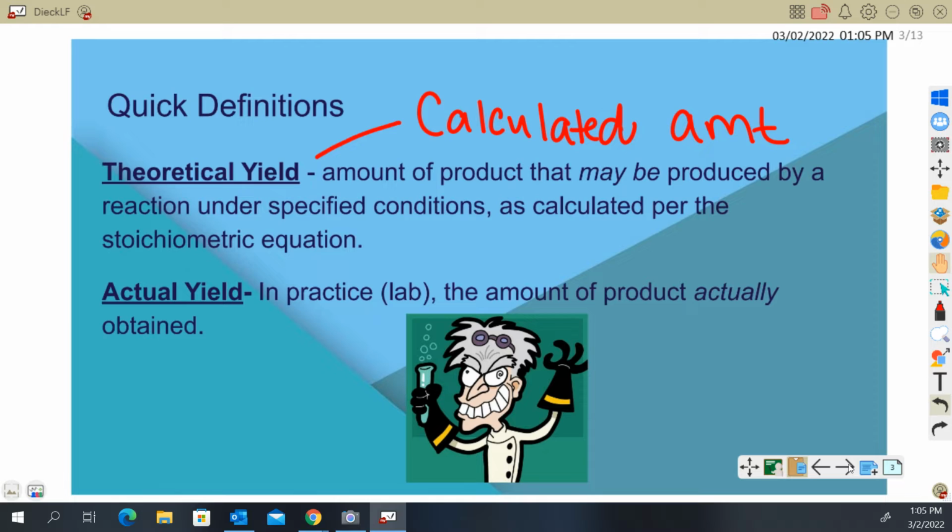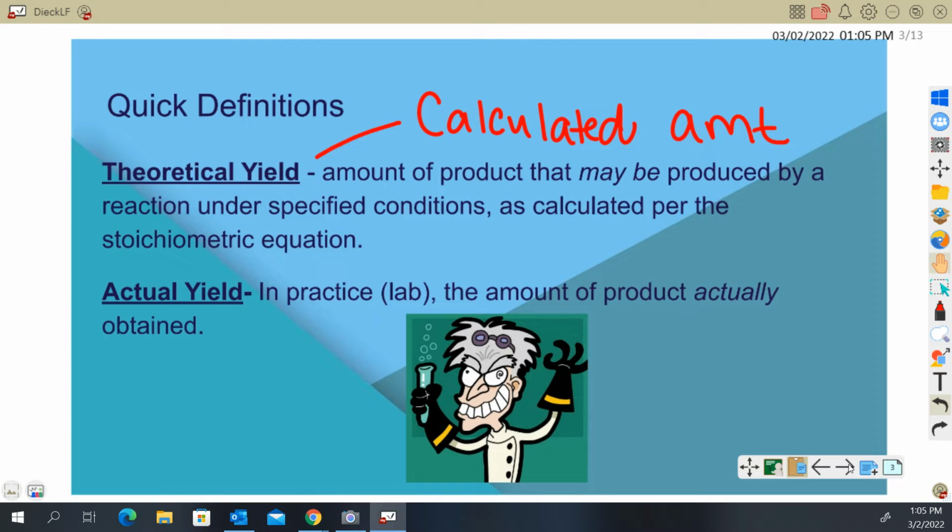So some quick definitions. We have theoretical yield versus actual yield. Theoretical yield is the amount of product that may be produced by a reaction under specified conditions as calculated per the stoichiometric equation. Another way to think about it is your calculated amount. It's the amount that you make in a perfect theoretical universe, aka math. Math is always perfect. Okay? So theoretical yield is the calculated amount in a perfect situation.